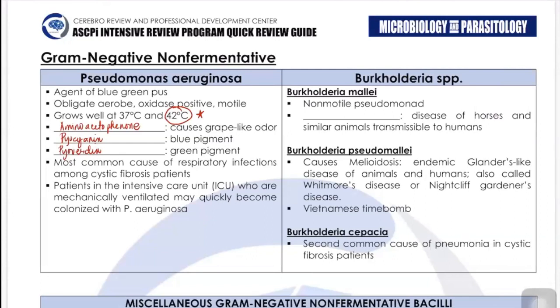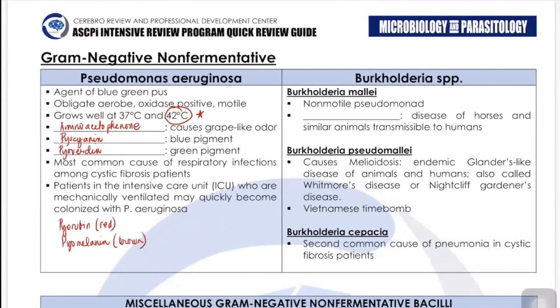So this is the most common cause of respiratory infections among cystic fibrosis patients. And usually patients in the ICU who are mechanically ventilated may quickly become colonized with Pseudomonas aeruginosa. That is the reason why I mentioned the nosocomial infections. Other than the pigments that I already mentioned, pyocyanin and pyoverdine, we also have two other pigments that Pseudomonas aeruginosa is capable of producing. This includes pyorubin, which is of course red, and pyomelanin, which is a brown pigment.